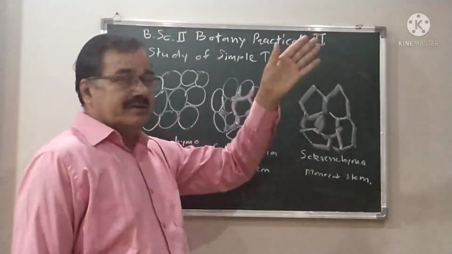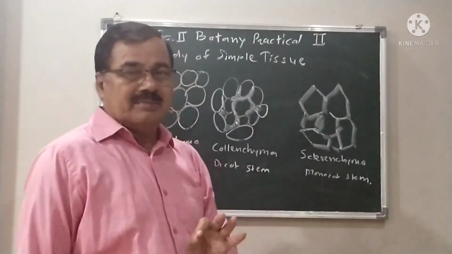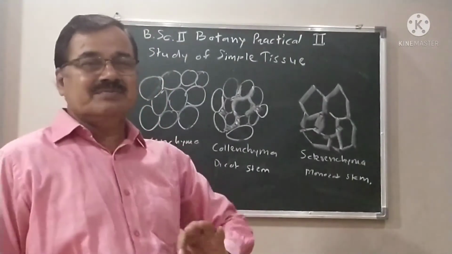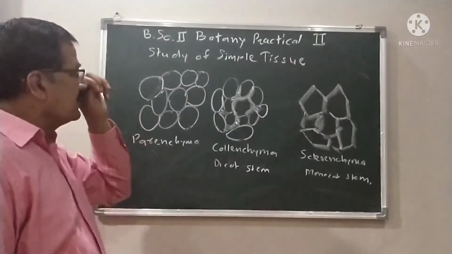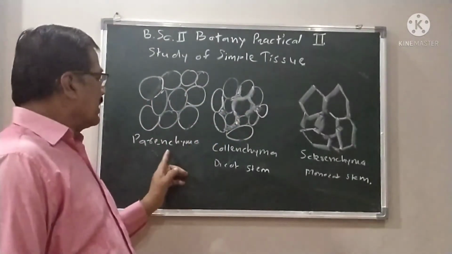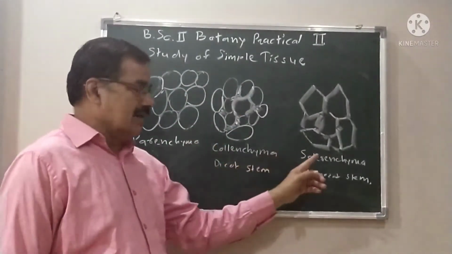The tissue which is made up of only one type of cell is known as a simple tissue. These are the permanent tissues. Permanent tissues are of three types: parenchyma, collenchyma and sclerenchyma.